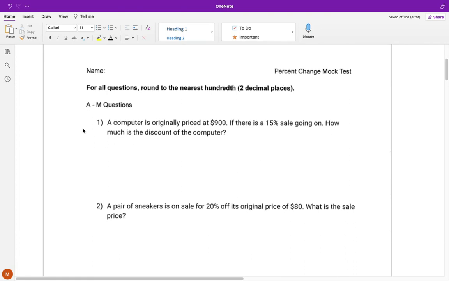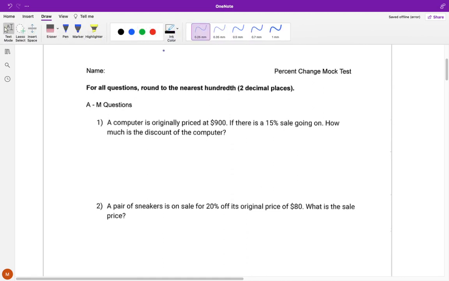For this, one of the things you have to just know is, when we say certain words, what does that mean? If we say discount, are we increasing or decreasing the original amount? If we say taxes, is that increasing or decreasing? So you do just need to know what some of these words mean.